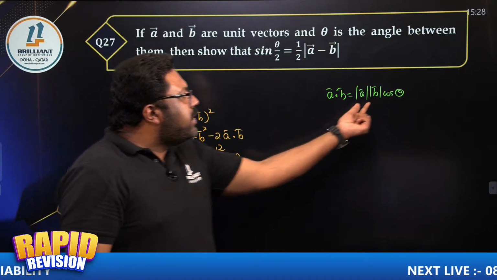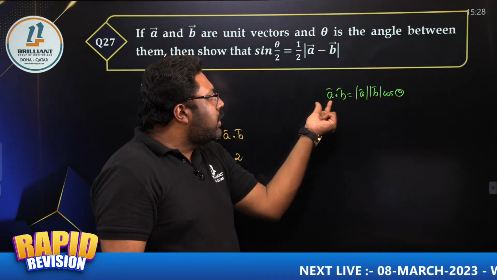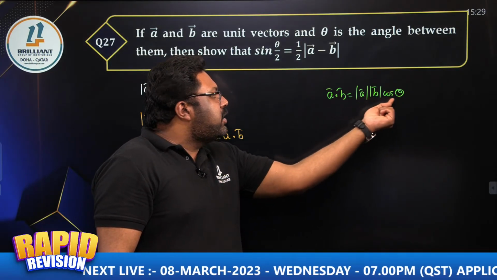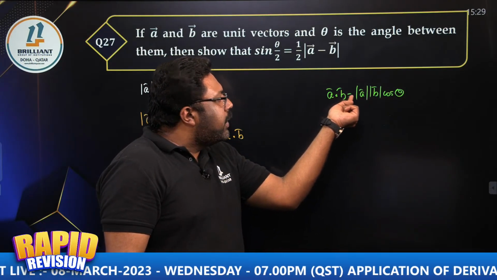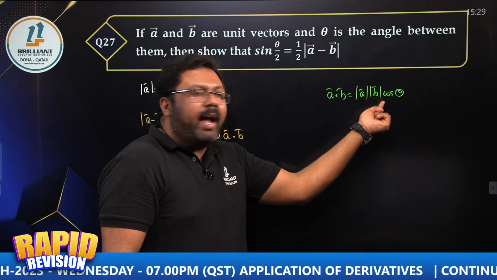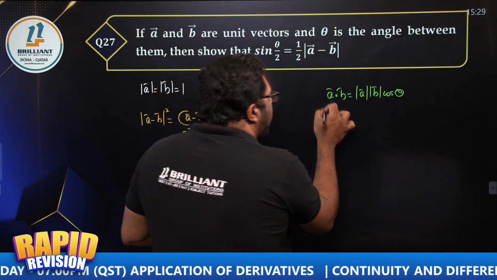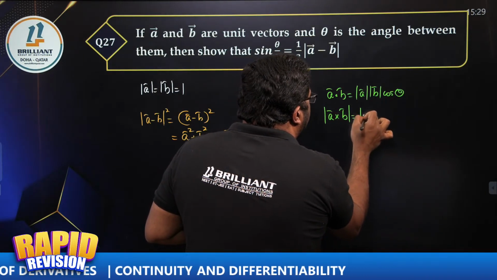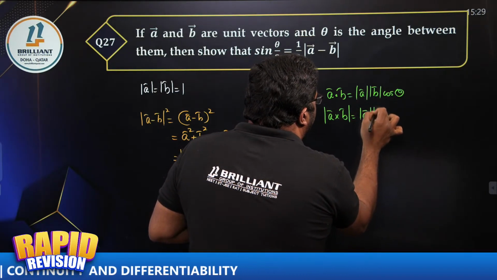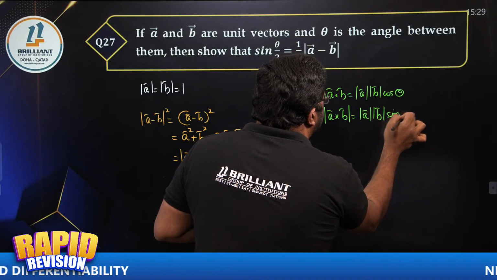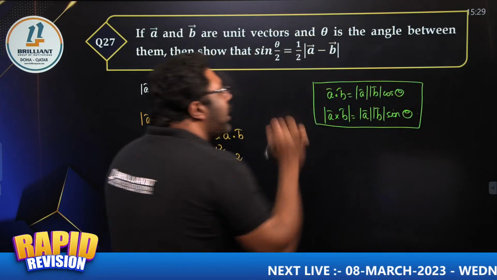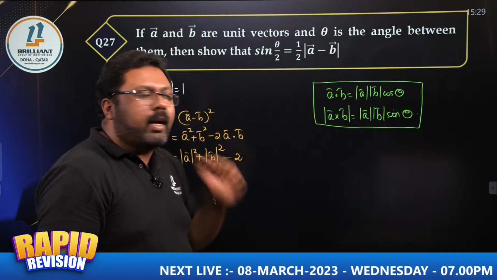There is a formula which connects the angle between the two vectors and A dot B. A dot B by magnitude A, magnitude B is cos theta. So A dot B is equal to magnitude A, magnitude B, cos theta. Similarly, cross product says magnitude of A cross B is magnitude A, magnitude B, sin theta. These are two very important relationships we had used in many questions in 1 mark MCQ.